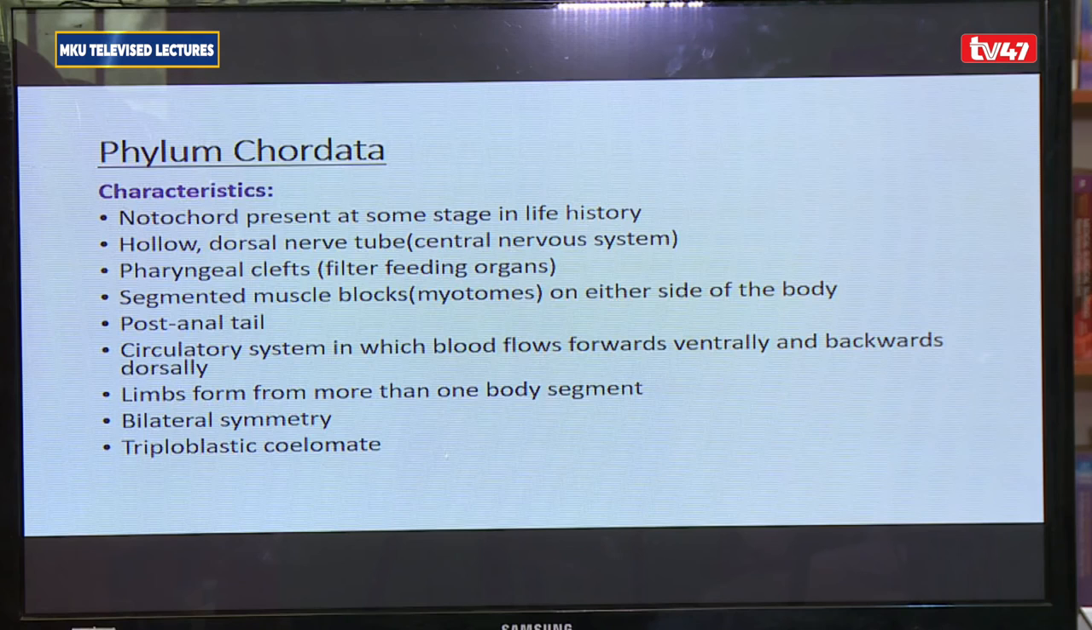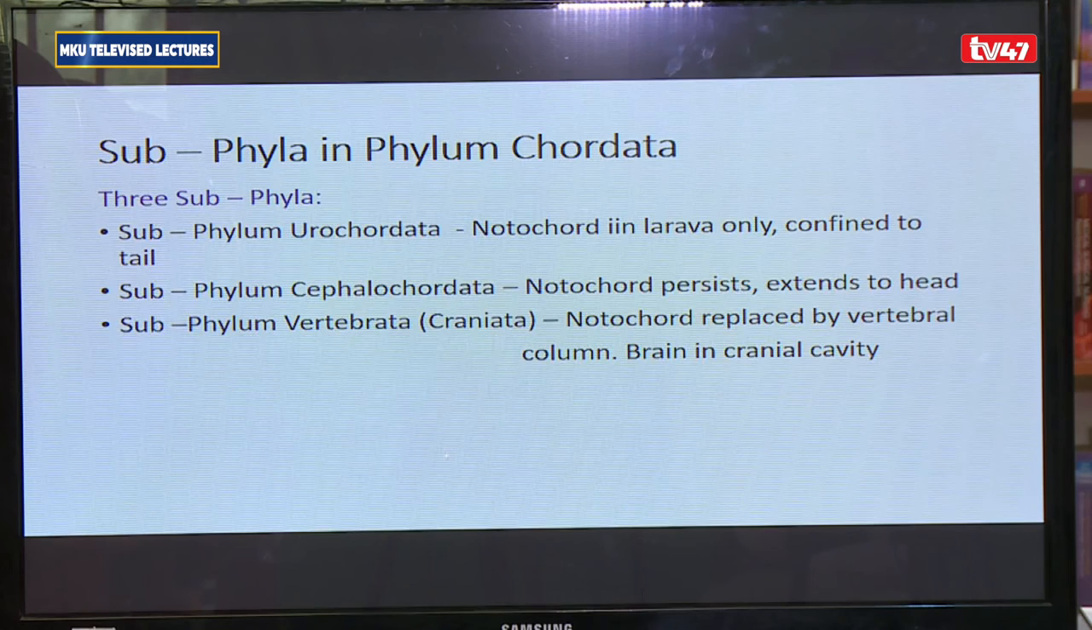Phylum Chordata has three subphyla based on what happens with the notochord. So I've got subphylum Urochordata, subphylum Cephalochordata, and the subphylum Vertebrata or Craniata. Subphylum Urochordata, these are chordates that have a notochord in the larval stage only. In the adult, there is no notochord. It disappears along the stages of development. So for Urochordata, notochord in the larva only, and it is limited to the tail part only.